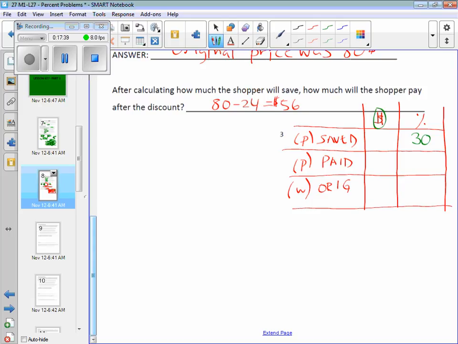Geneva, where does the 24 go? It goes in the dollar column. Saved, paid, or original? Let me say original. Not original. Just think about it. The original price has got to be the greatest amount. If that helps you, look, guys, the row for original has to be the row with the largest numbers. And remember, you're paying, you're saving. That's going to be less than the original. Saved.